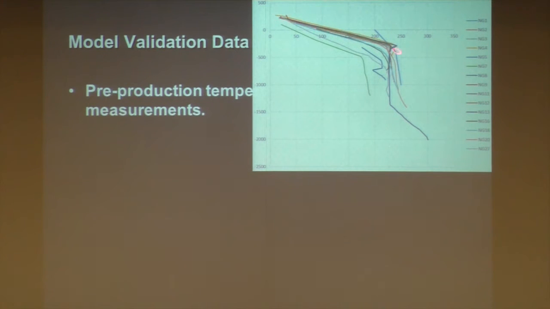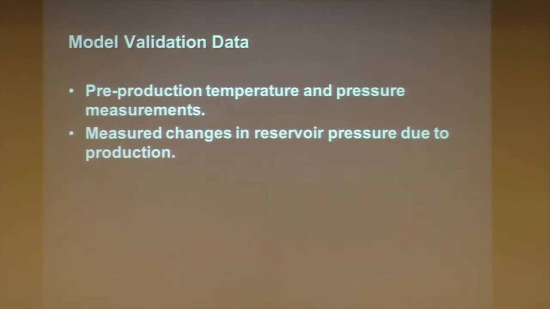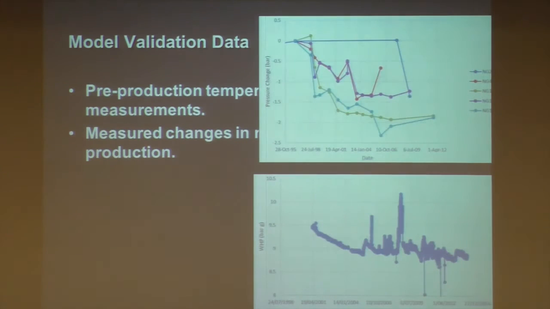So we have this conductive profile through the cap. We have another conductive profile through what we believe to be a low permeability part of the basement. And then within the permeable part of the reservoir, we have a relatively uniform temperature of about 230 degrees. There have been measured changes to the reservoir pressures. You can see here two plots. So the first plot shows us downhole pressure measurements.